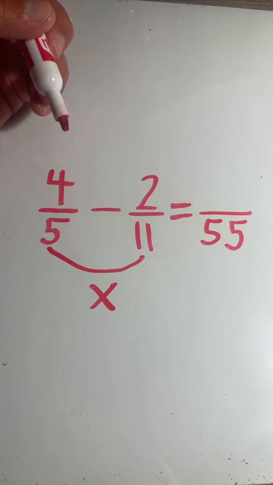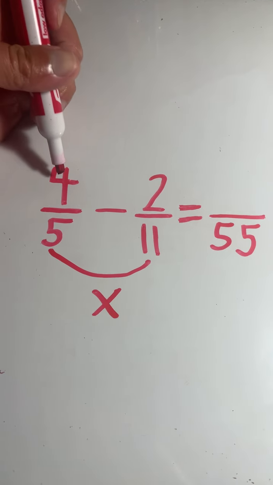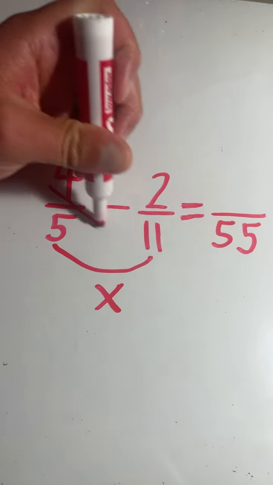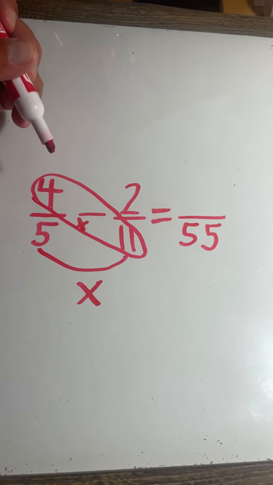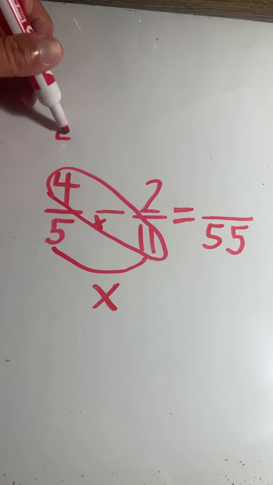Step two, we cross multiply. So we're going to multiply the numerator times the opposite denominator. So I'm going to multiply 4 times 11. Four times 11 equals 44.